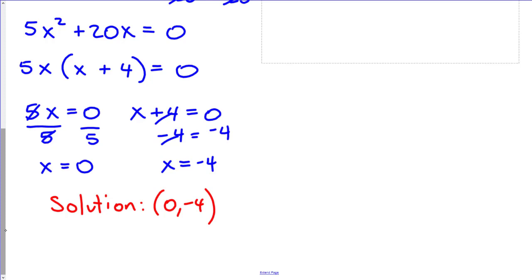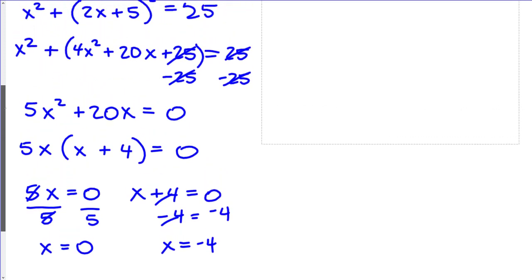0 is an x value, and negative 4 is an x value. Neither one of those is a y value. So this is not correct. That's why I wrote it in red. So what this means is I have two solutions. One of those solutions has an x value of 0. The other one has an x value of negative 4. So I need to determine what the y values are for each one of those.